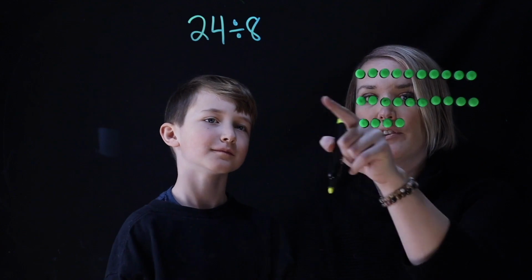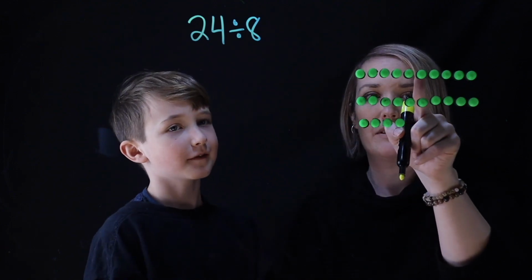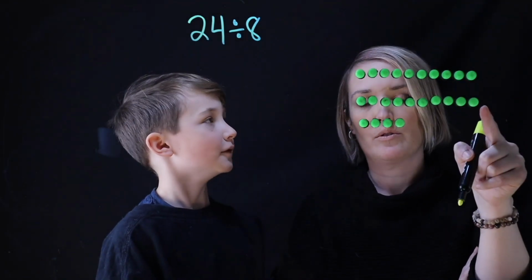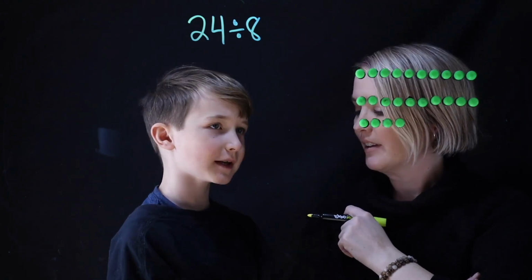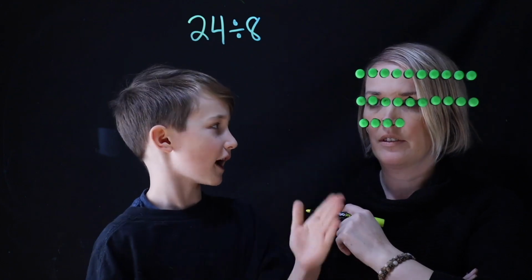Yeah. So I've got 24 things here. 1, 2, 3, 4, 5, 6, 7, 8, 9, 10. Twice, and then plus 4. Yeah. How do you want to do this? Can we keep on splitting the 24 in half and half and half?